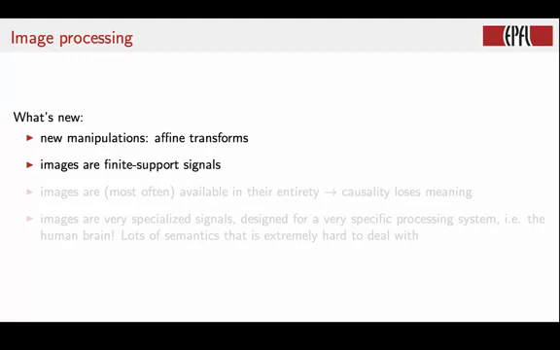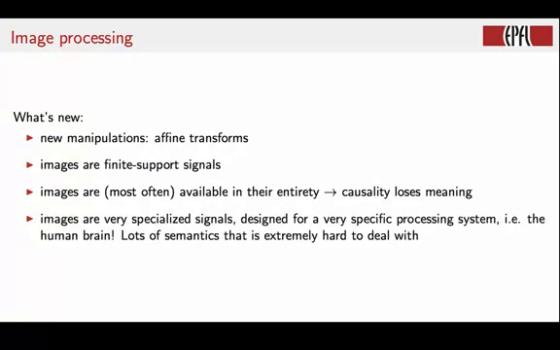So they're intrinsically finite support. And because of that, an image signal is available in its entirety from the beginning of processing. So while in 1D you can imagine a system that works online with the samples coming and you never know when the samples are going to stop, when it comes to images, you sort of assume that you have the whole image already in memory before you start processing. So causality is less of an issue in image processing.